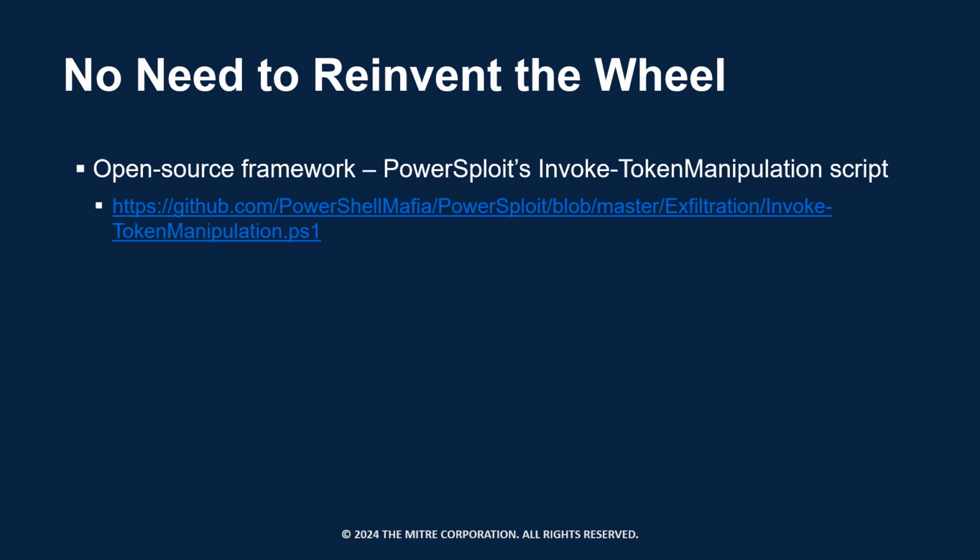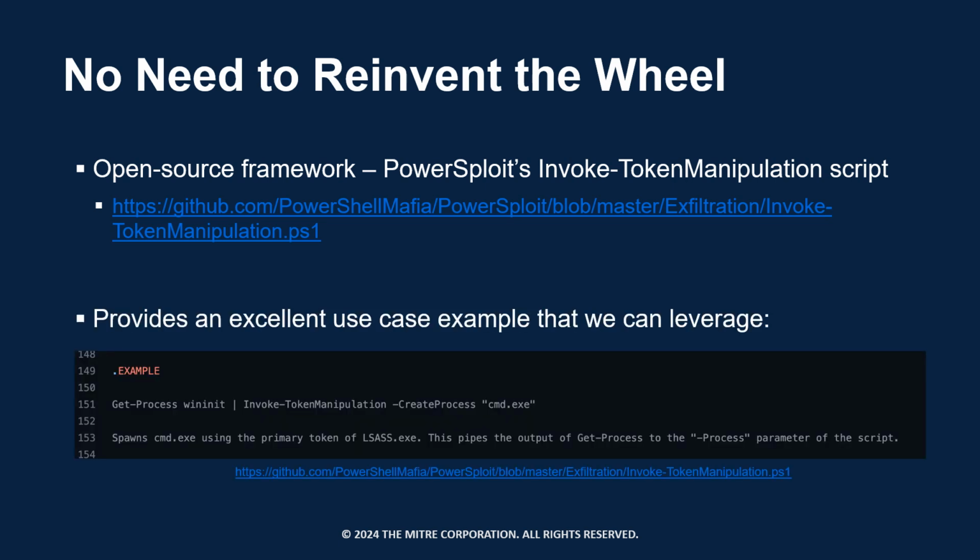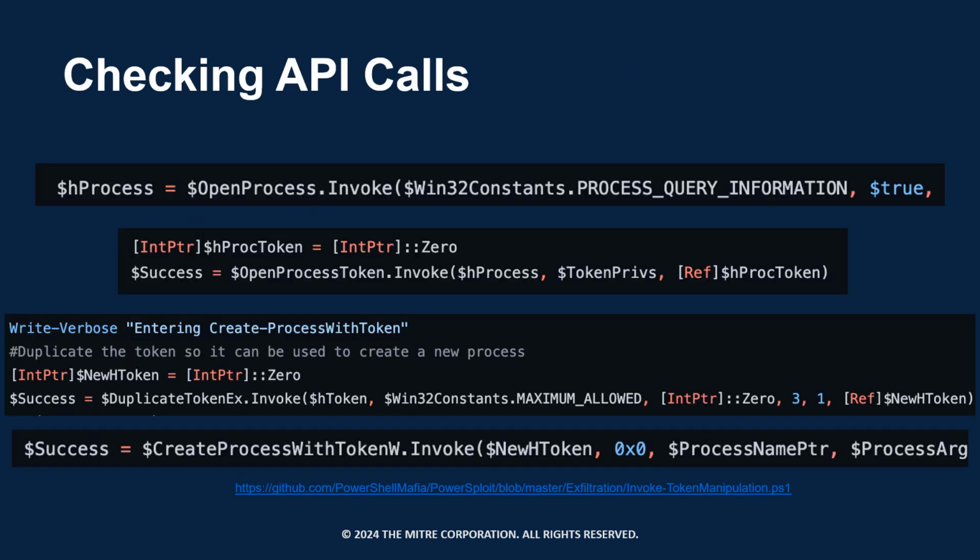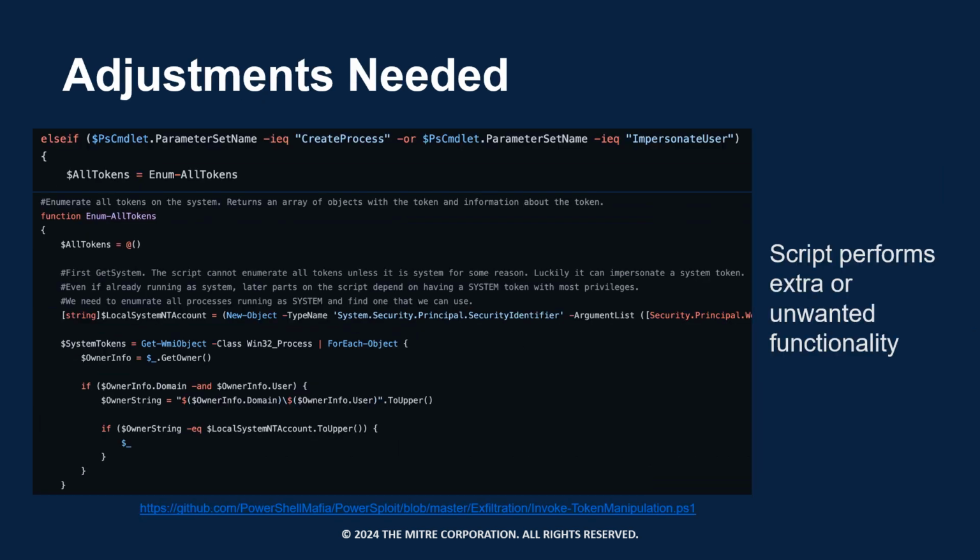As mentioned before, we can turn to open source PowerShell frameworks to see if there's anything already out there. Looking at the example use cases provided in the script, we see that the script provides a custom command. However, we still want to dig into the underlying PowerShell script to confirm that the correct API calls are. If we take a closer look, we'll see that the create process example in the script.